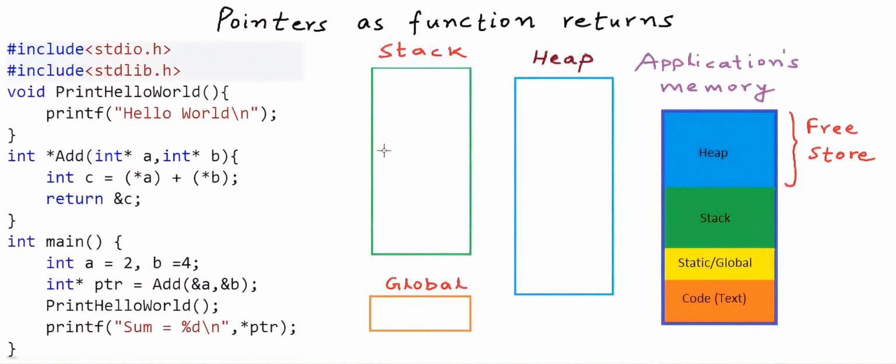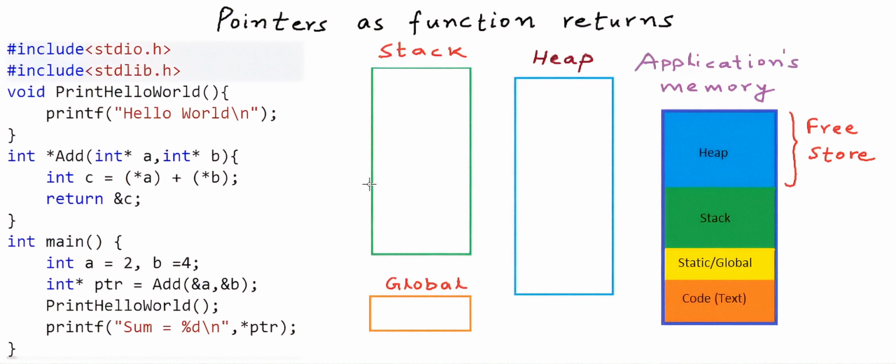I'll come back to this familiar diagram of various sections of an application's memory. The memory that is allocated to a program is typically divided into these sections. All the local variables and the information about function call executions goes into the stack. So let us run through this code. Let us simulate this code and see what's really happening in the memory.